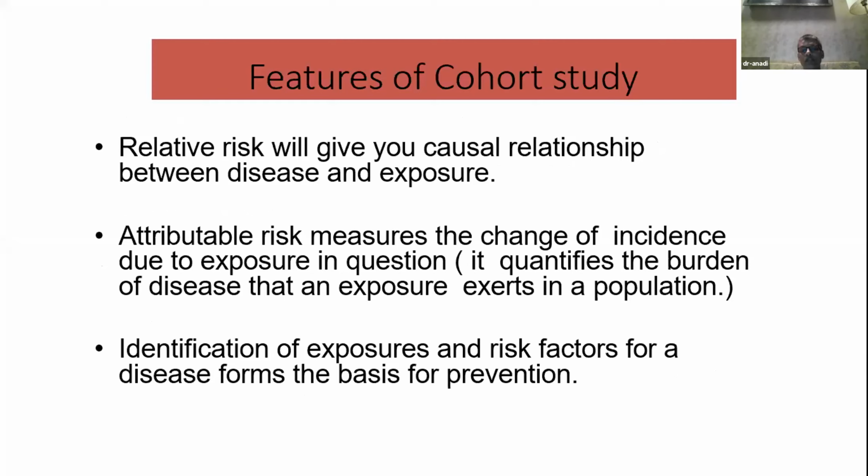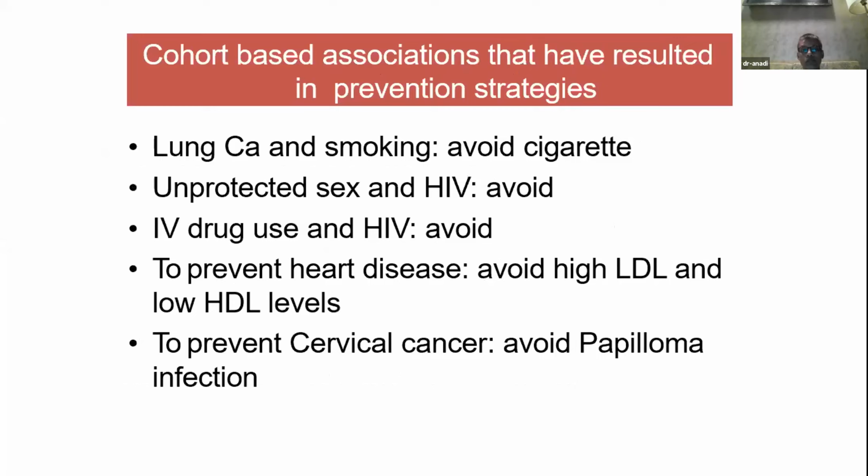Identification of the exposure and risk factors for a disease forms the basis of prevention. Cohort-based associations that have resulted in prevention include lung cancer and smoking, so avoid cigarettes; unprotected sex and HIV; IV drug use and HIV; to prevent heart disease, avoid high LDL and low HDL levels, which is from the Framingham Heart Study. To prevent cervical cancer, avoid papillomavirus infection, and develop the papillomavirus vaccine.